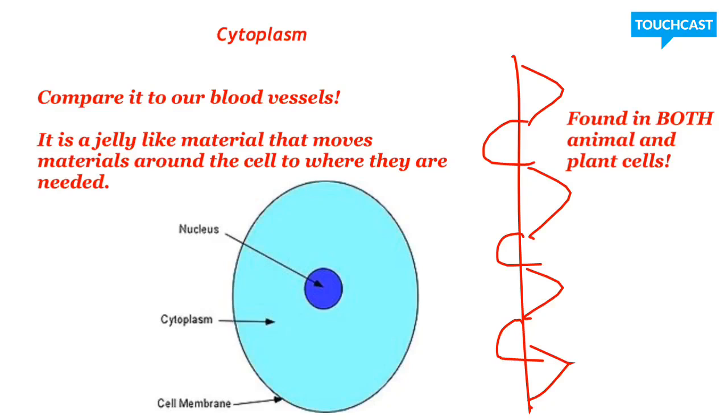If you were wondering how things got where they needed to go inside of a cell, worry no more. That's what the cytoplasm is for. It's kind of like our blood vessels, only in that it's the material that everything moves around in the cell. It helps things get where they need to go, and it's in both plant and animal cells.